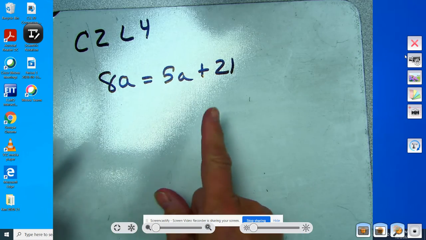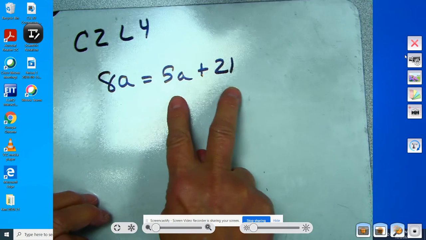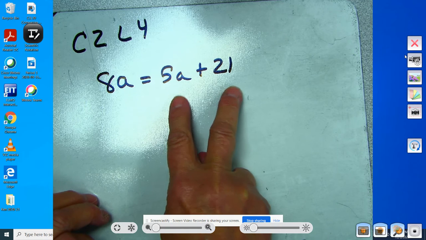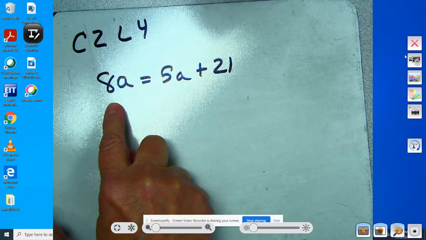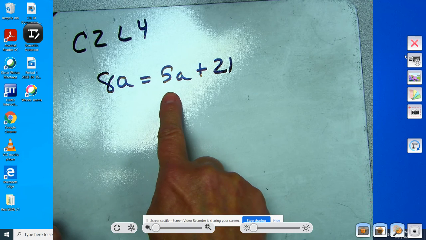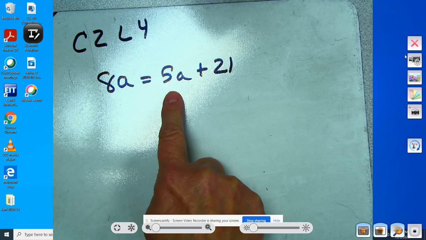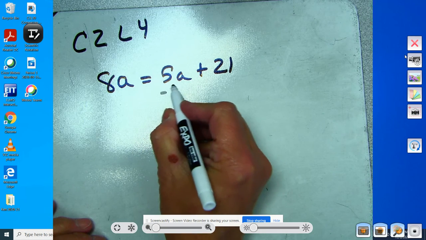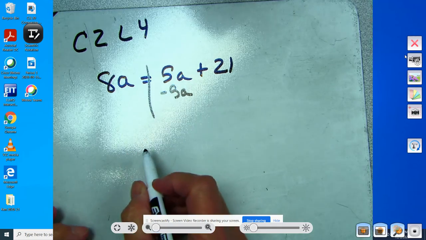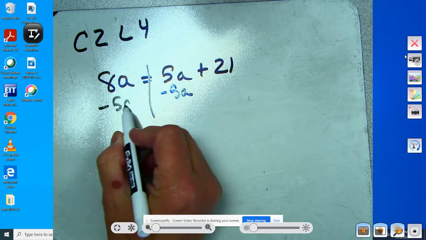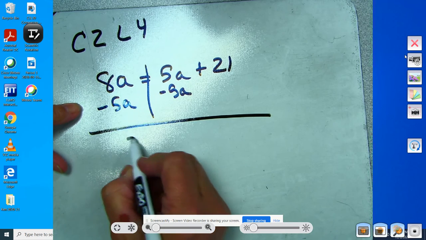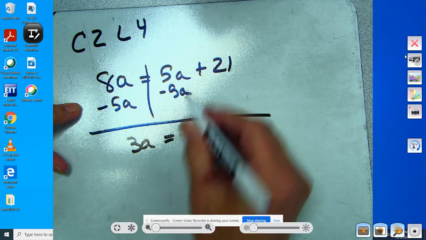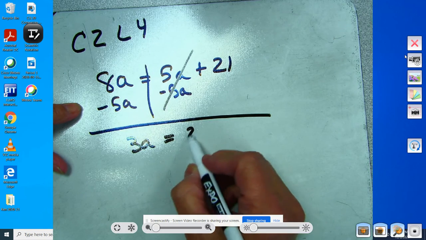So to solve this problem, we're going to look to the side that has two terms on it. Whichever term here looks like the term over here, that's the one that has to move. So we're going to move it by adding its opposite. The opposite of 5a is negative 5a. Remember our fence. So we're going to put negative 5a over here. Positive 8 and negative 5 is 3. So we have 3a equals, that canceled out, 21.